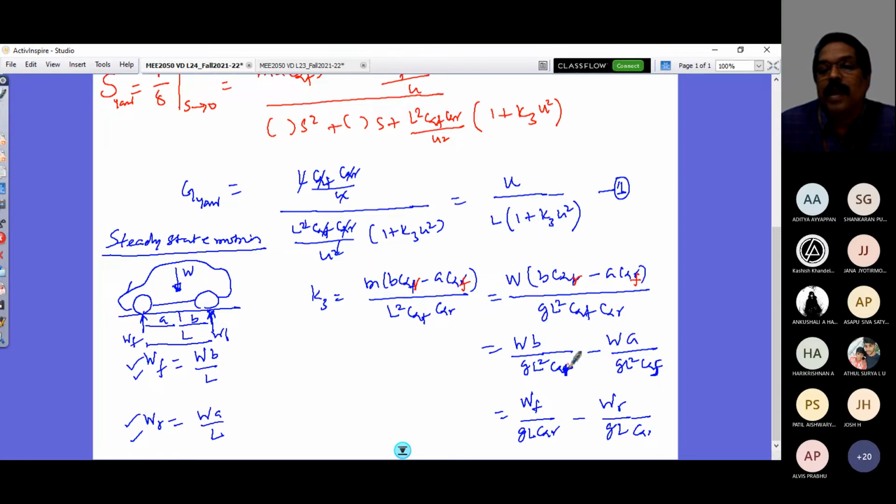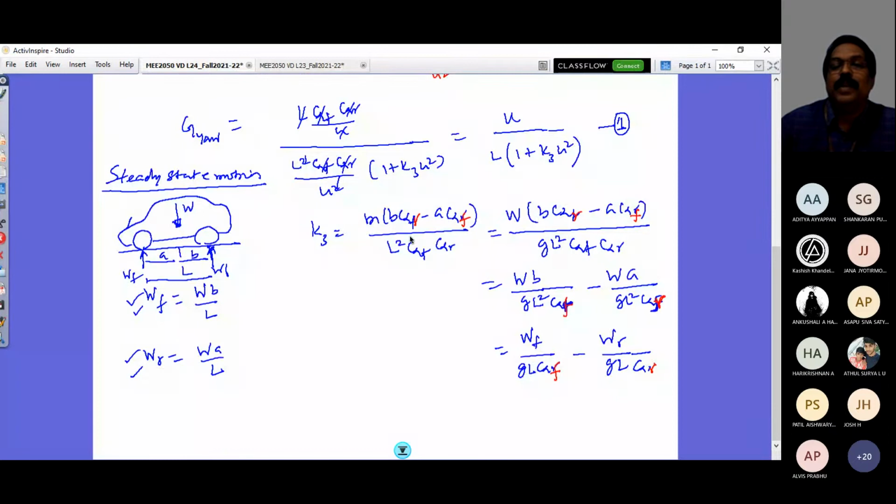So this is going to be F, and this is going to be R. I'm just writing it with the red one so that it is corrected. So this is going to be F, this is going to be R. So please do this correction because I just have written a mistake here, right?